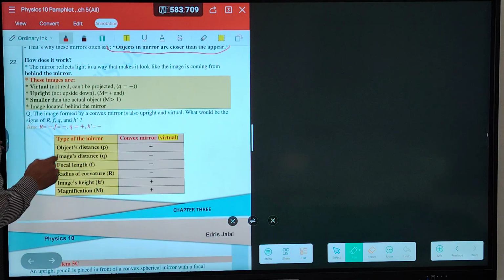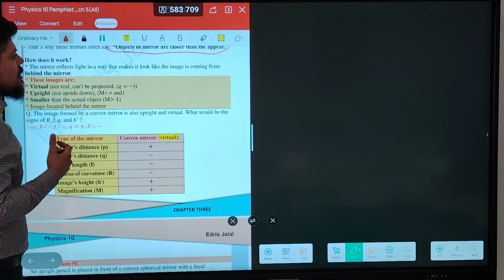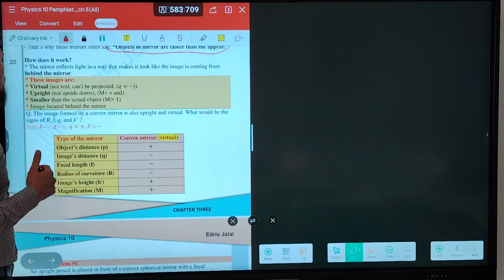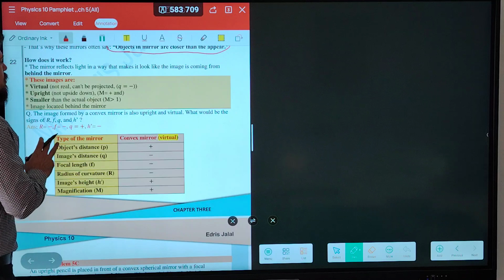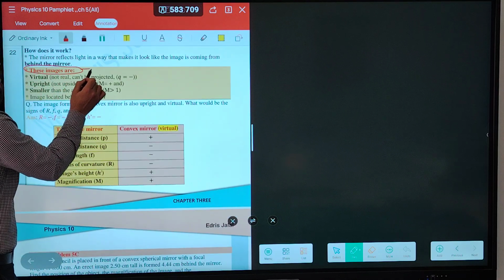Okay? How does it work? The mirror reflects light in a way that makes it look like the image is coming from behind the mirror, but actually it's not coming from there because the image is virtual. The properties of the image in convex.